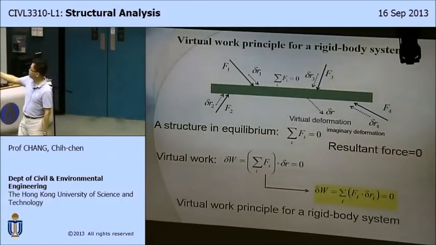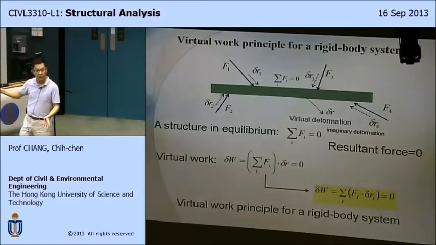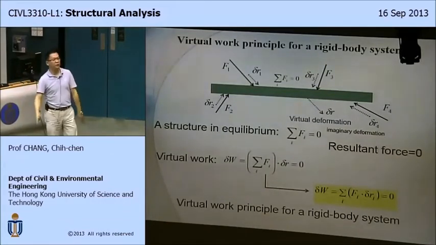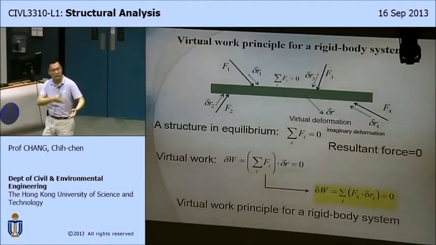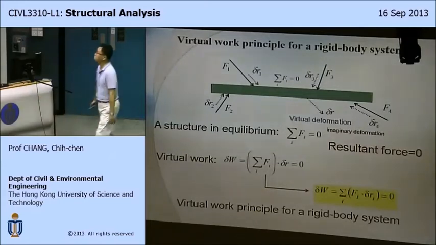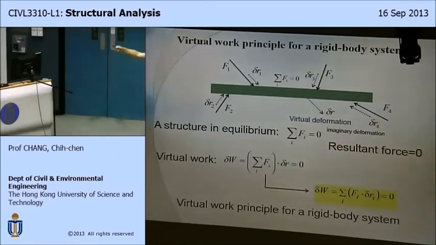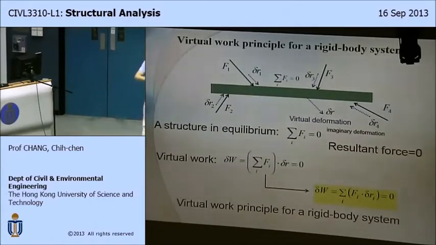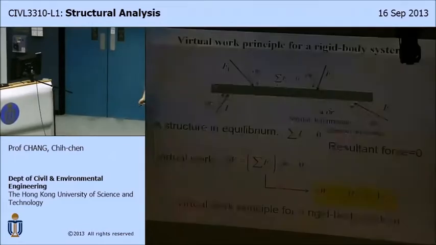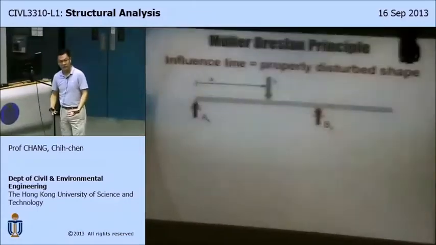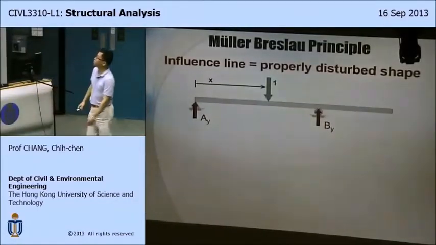Next, I'm going to use this principle to illustrate that we can actually bypass equilibrium calculations. Just use this work concept and then come up with an influence line. Okay? So bear this in mind: delta W equals 0. So let's go.